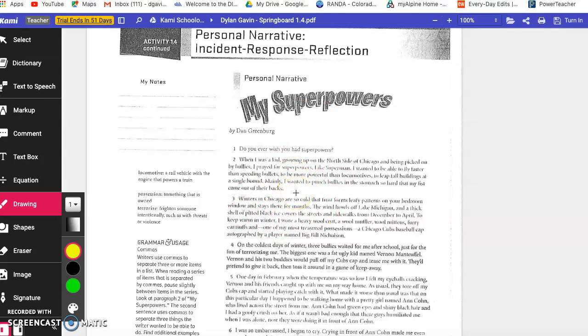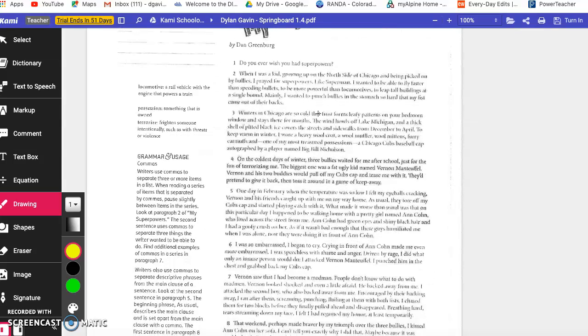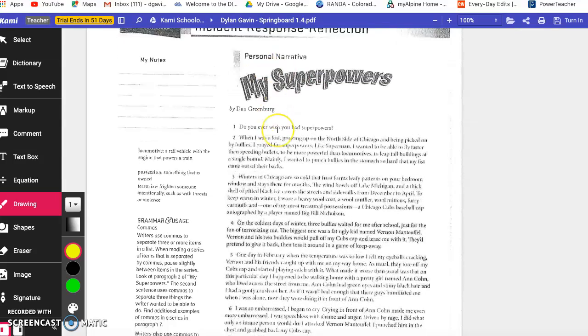Once again, you might listen to the audio, or you might just choose to read it silently to yourself. Never a bad option to read it with a parent, a guardian, someone, brother, sister. We will be reading the personal narrative, My Superpowers. Personal narrative means someone wrote a story about themselves. Interesting title. It's going to involve someone that discovered some sort of superpower about themselves, hence the word personal.